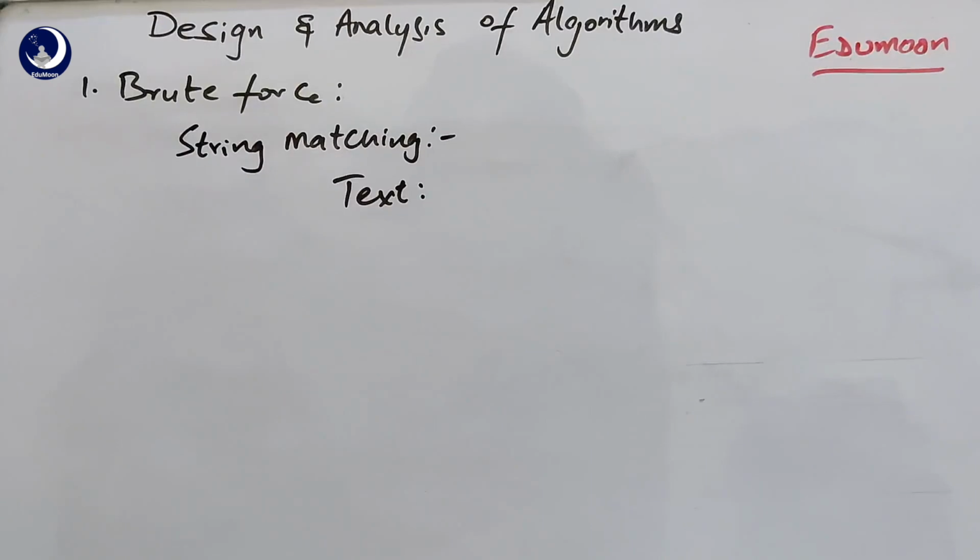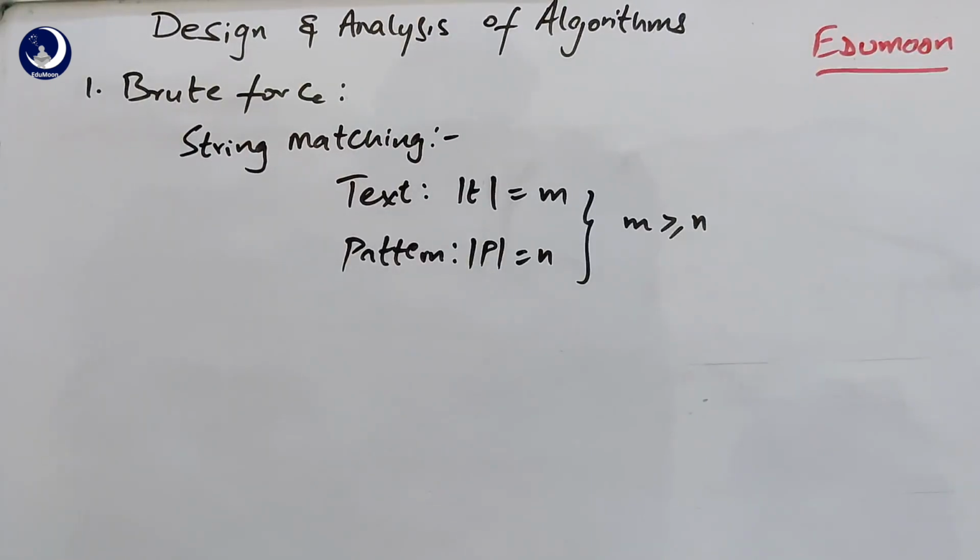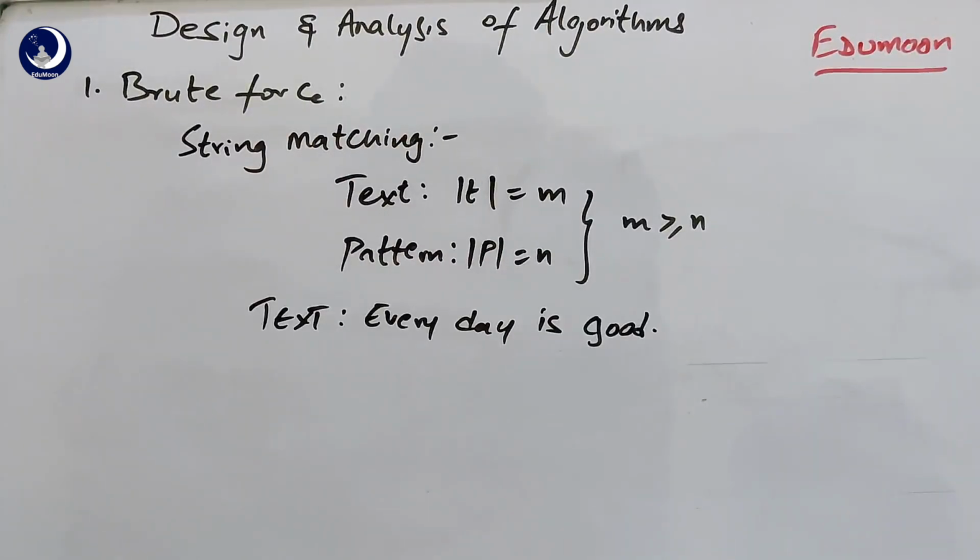So we assume that the length of the text, that is mod T, is equal to m, and the length of the pattern, mod P, is equal to n. So always m is greater than n, so the text should be greater than the pattern. Now we check whether this pattern is present in the given text or not. For example, the text is "every day is good", having some characters here including the spaces, and let me take the pattern as "day". So now we want to check whether that pattern P is present in the text or not. We can see that it is clearly present there.